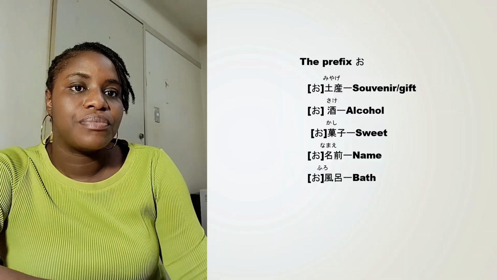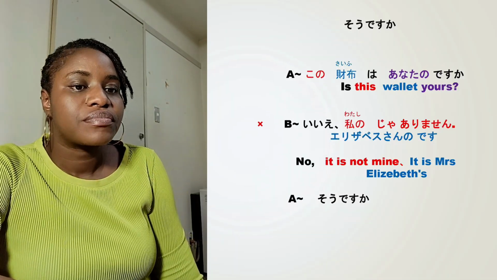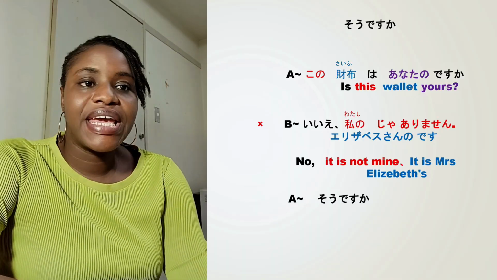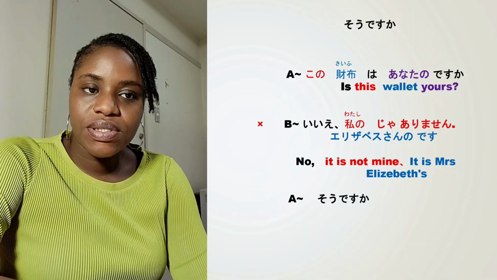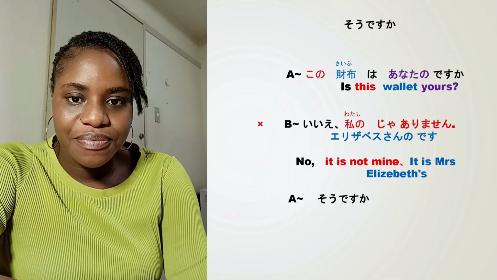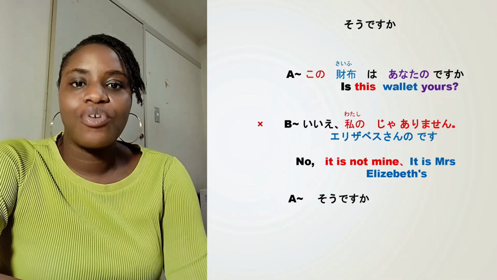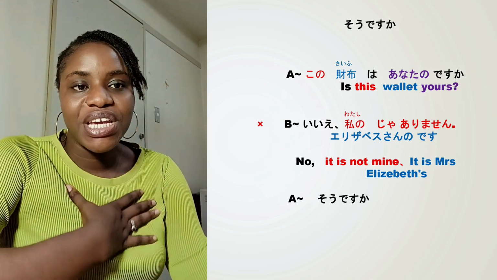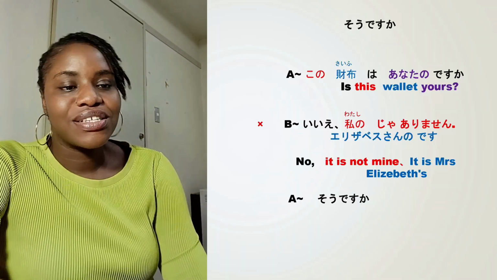Ofuro, bath. Furo is bath, but if it becomes polite, it becomes ofuro. So the last thing we're going to be looking at is the use of so desu ka. Let's see this conversation between A and B. Kono saifu wa anata no desu ka? Is this wallet yours? Iie, watashi no ja arimasen. Elizabeth-san no desu. So it's not mine, it's Mrs. Elizabeth's. And then because this is new information to me, I would answer so desu ka. That's when you use so desu ka.